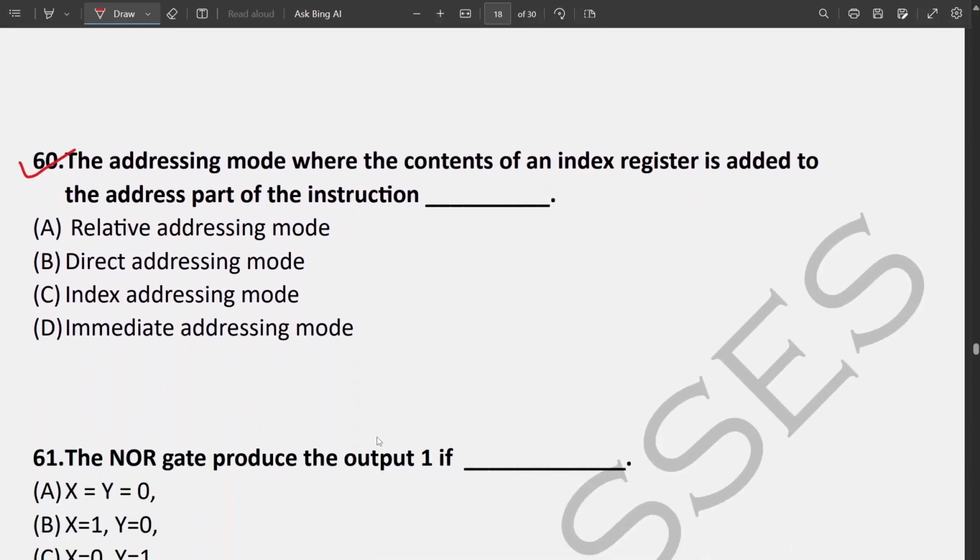Next, the addressing mode where the contents of an index register is added to the address part of the instruction. The address mode where the contents of an index register is added to the address part of the instruction is called index addressing mode. Option number C is correct.